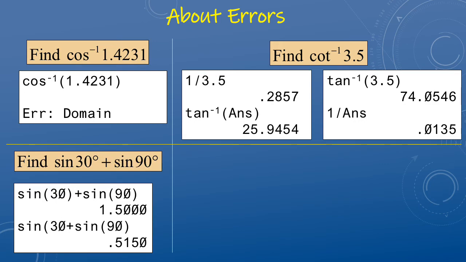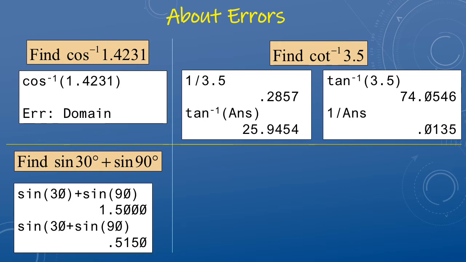Sometimes even the slightest loss of concentration can cause a problem. If you were asked to find the sine of 30 degrees plus the sine of 90 degrees, you shouldn't even need a calculator, as these are special angles and the sine of 30 degrees is 1/2 and the sine of 90 degrees is 1, and your answer is 1.5, which is confirmed by the calculator.